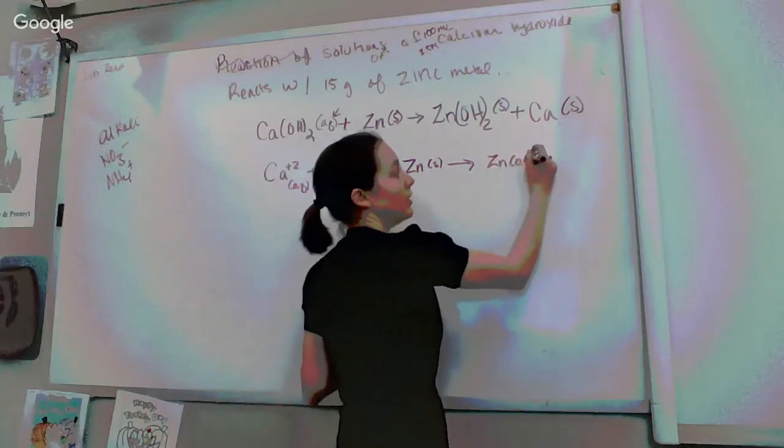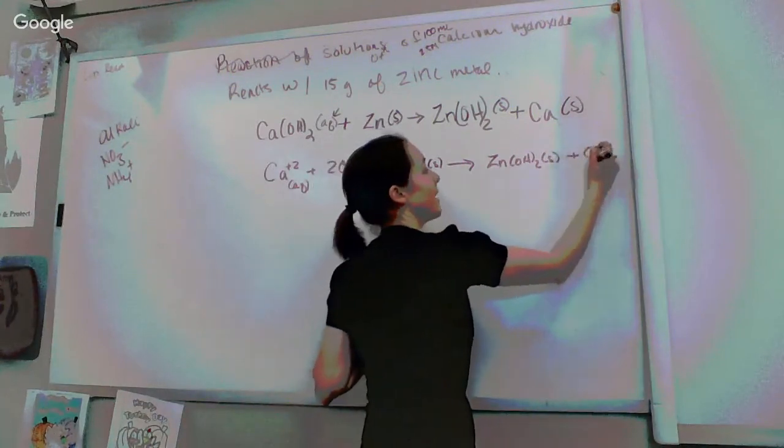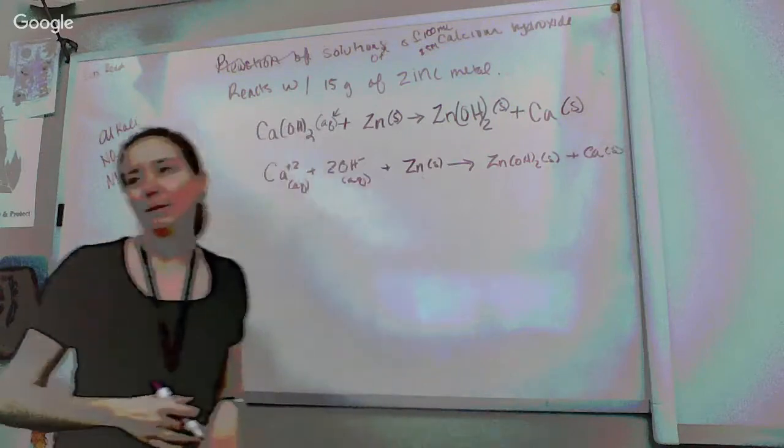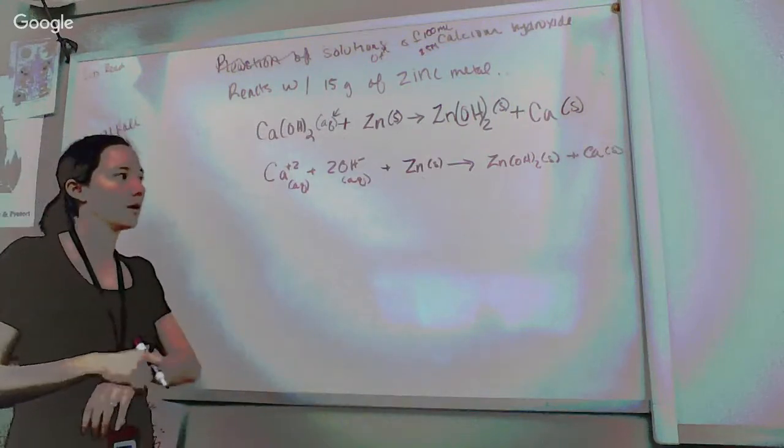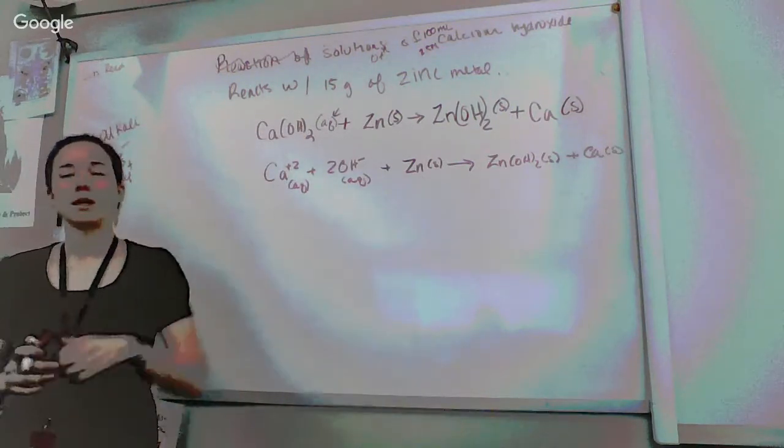Zinc hydroxide I would not separate because it is not dissolved in water. So it is not separating around with the ions, with the water. So this would be my net ionic equation.